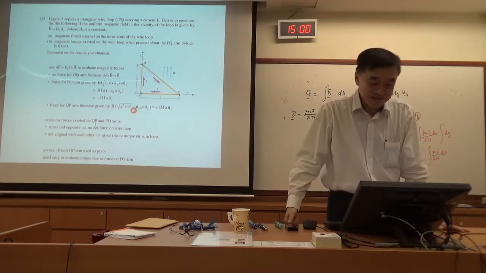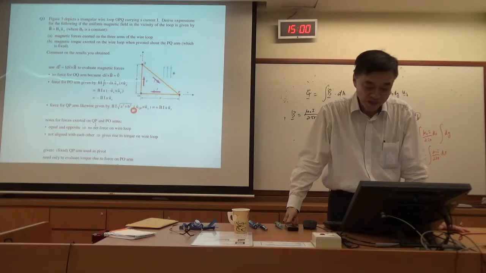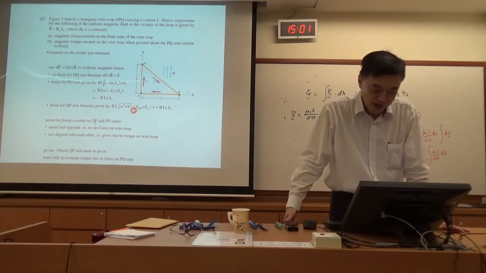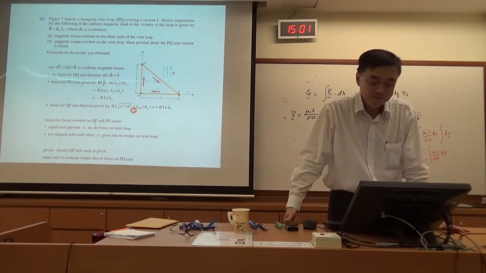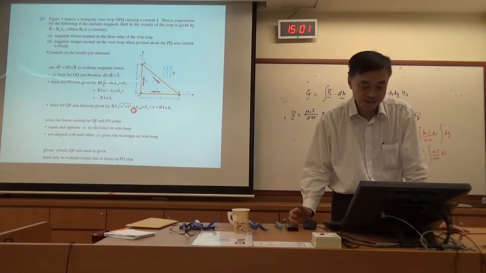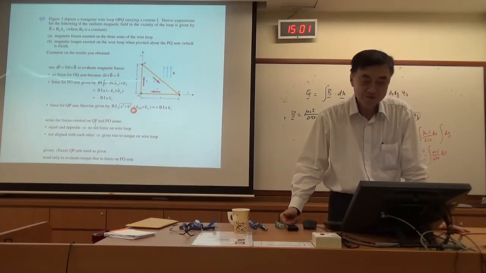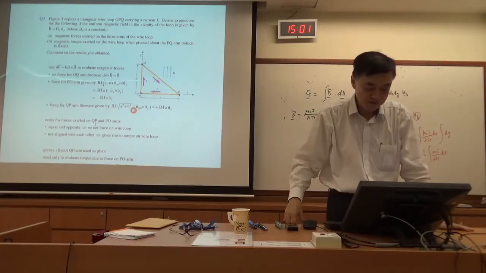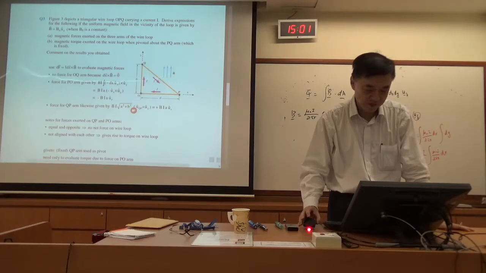Okay. Figure 3 depicts a triangular wire loop OPQ carrying a current I in that direction. Derive expressions for the following. If the uniform magnetic field in the vicinity of the loop is given by B equal to B naught uy, where B naught is a constant: the magnetic force exerted on the 3 arms of the wire loop, and the magnetic torque exerted on the wire loop when pivoted about PQ. Pivoted means that PQ is always stationary, which is fixed. Comment on the results that you obtain.